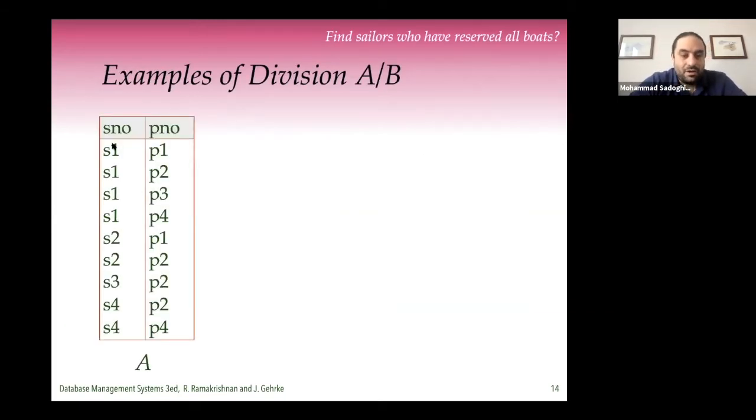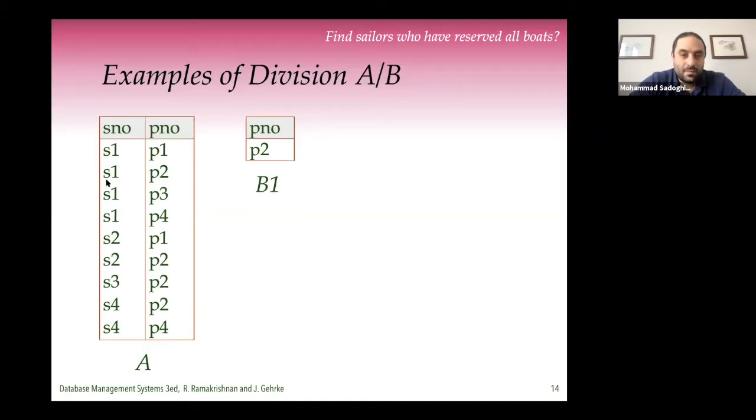So this is our reserve relation, with the sailor ID and the boat ID. And let's say this is our boat relation. Now if I say division, A divided by B1, give me all the sailors who have reserved all boats. Given this instance of the boat relation, we only have one boat. So what would be the answer? What is the answer for all sailors who reserved all boats in this case?